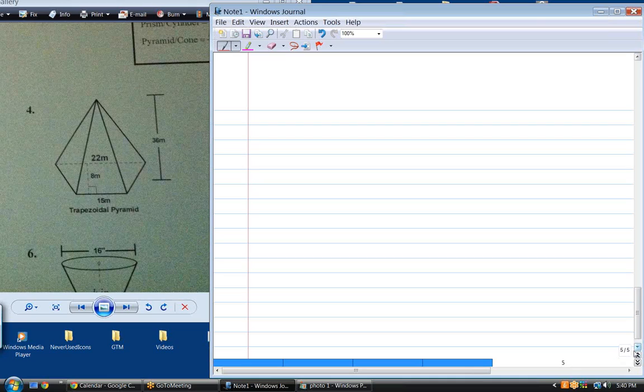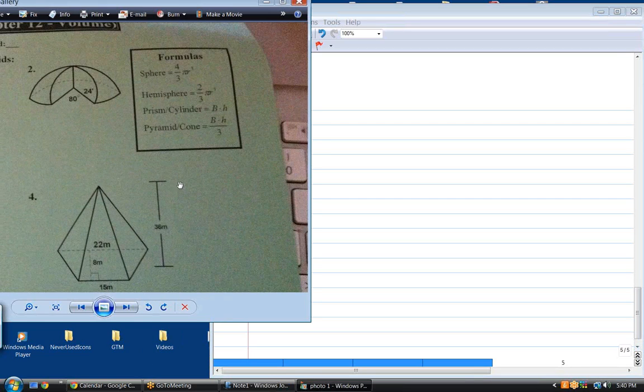All right, let's look at this trapezoidal pyramid. Do you have a formula for the volume of a pyramid? Let's see, they gave it to us. Let's look at it. A pyramid, cone. In other words, this formula works for a pyramid or a cone, which is the area of the base times its vertical height divided by 3.